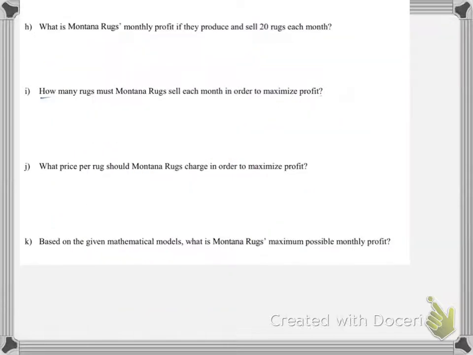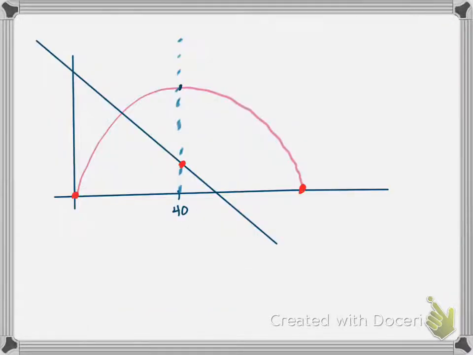So what you guys are going to do now is work with profit the same way we just worked with revenue. So what we found in the last few problems is that this is where revenue is maximized.